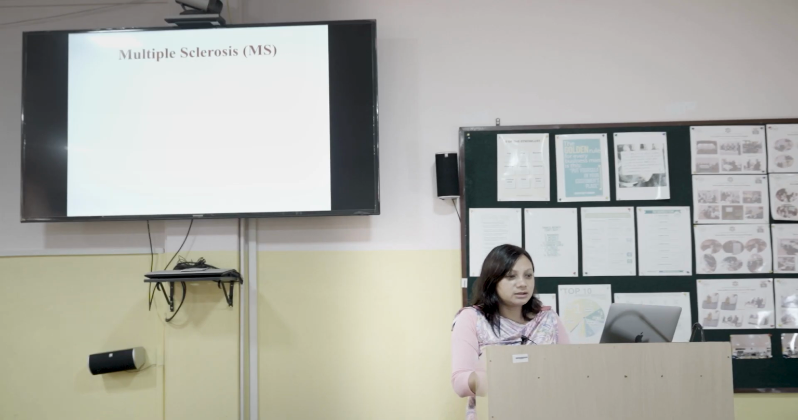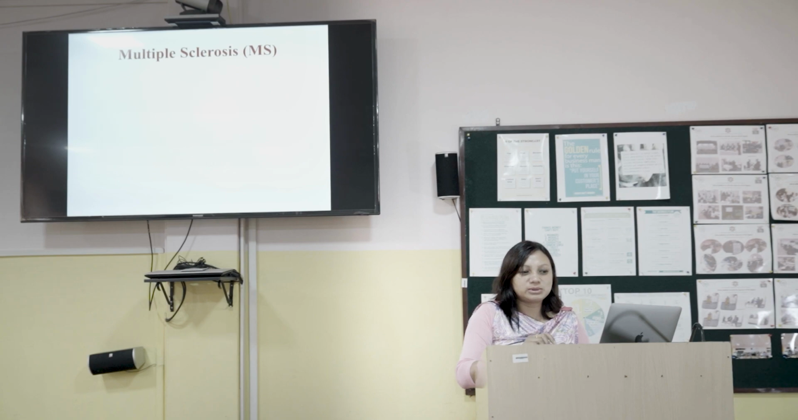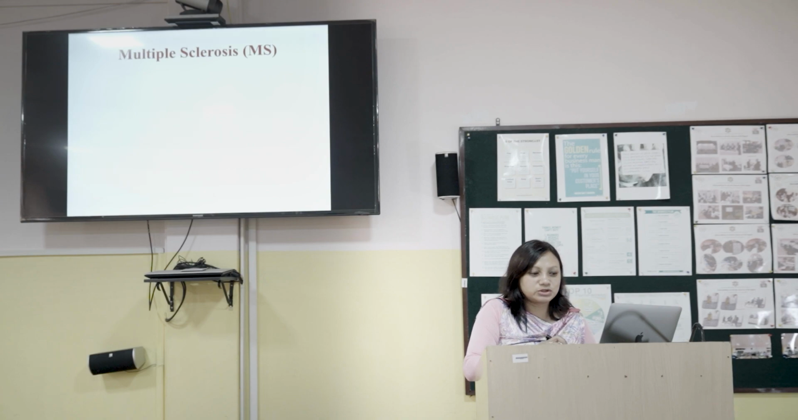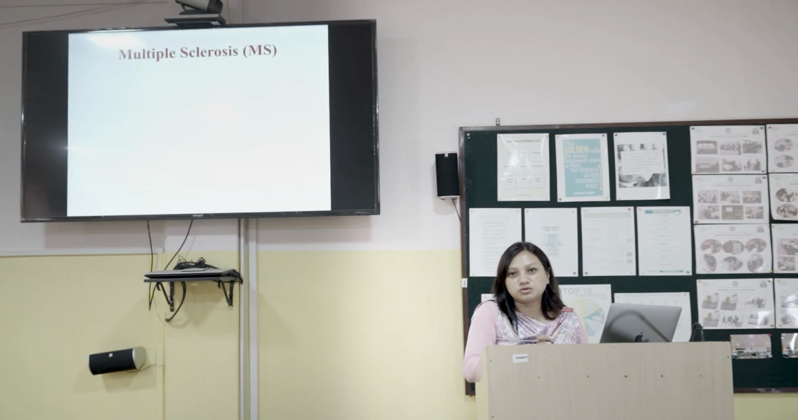The topic that I will be discussing today is multiple sclerosis, or MS. Multiple sclerosis is a progressive demyelinating neurodegenerative autoimmune disease of the central nervous system, which includes the brain and the spinal cord. Usually this disease presents in early adult life, particularly between the ages of 20 to 50, most commonly in women.